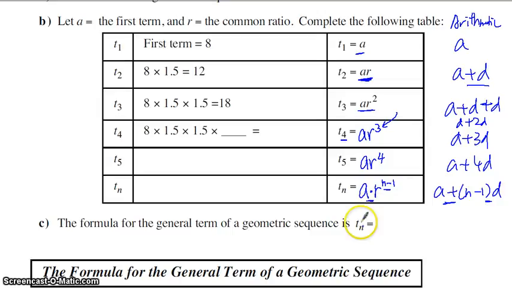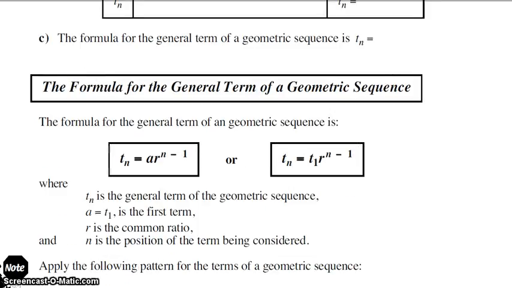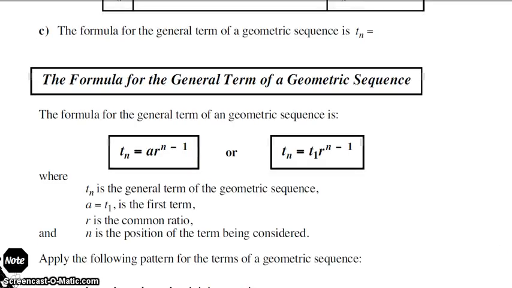We use the same symbol for term number, Tn. It just means the term number. It could be a term in a geometric series, or a term in an arithmetic series. Let's look at the general term. Okay, so we have the formula. Here we go. Tn is a times r to the power of n minus 1. When you evaluate it, make sure you do the exponent first, because of BEDMAS, and then you multiply by a. All right, example.